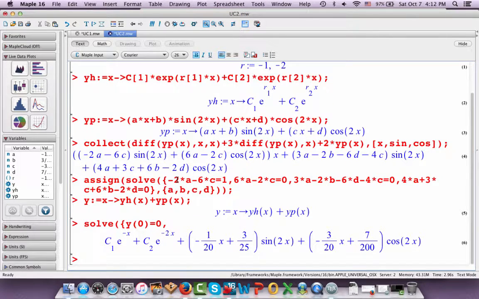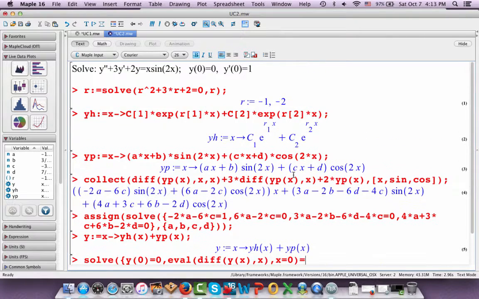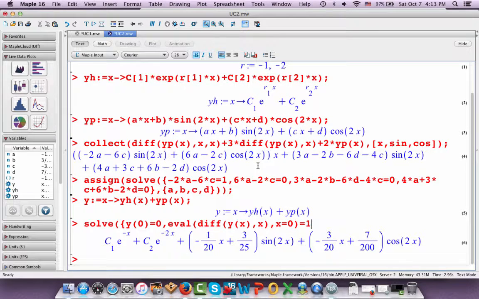Now, in order to do this, we have to differentiate y of x with respect to x. But then we have to evaluate it. So we have to evaluate that derivative at x equals 0. And we know that that has to be equal to 1. So there's our two equations, y of 0 equals 0 and y prime of 0 equals 1. And we have to tell it what the unknowns are. Well, the unknowns are capital C1 and capital C2.